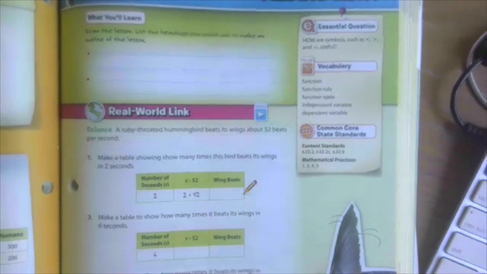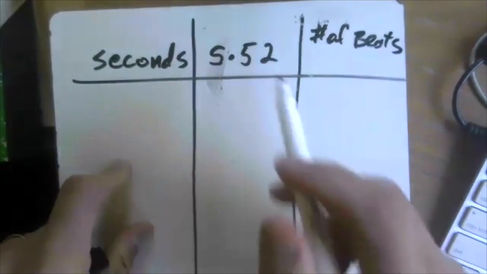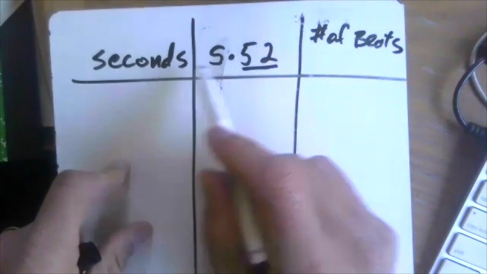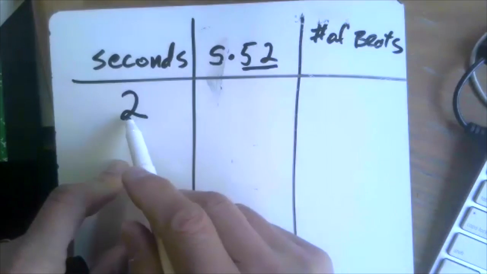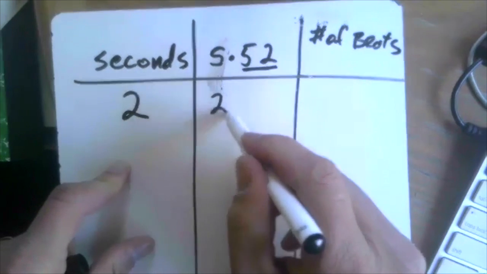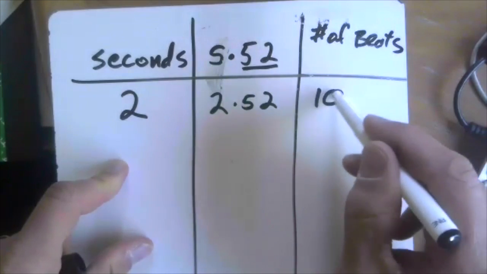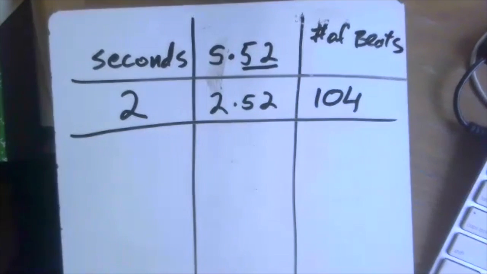So let's look at another table. I just made a similar table to what you have in the book. So we know that it's 52 beats a second. That's why I have 52 here, and that little dot means times, and that's S for seconds. So in 2 seconds, I would replace this S with this number 2. So this would be 2 times 52, which equals 104. Get it?